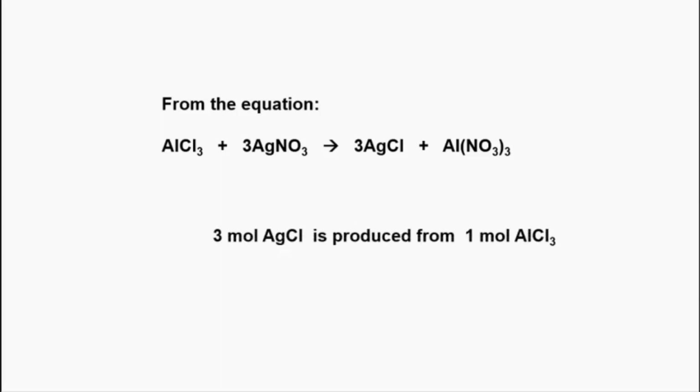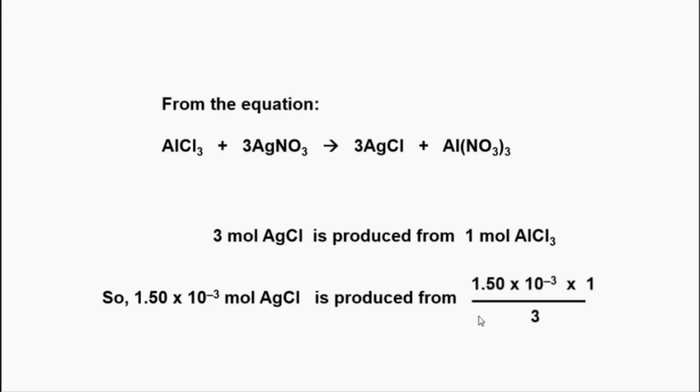From this equation, let's look at the relationship between silver chloride and aluminum chloride. From the equation, 3 moles of silver chloride, which is the product, are produced from 1 mole of aluminum chloride. Therefore, if we have 1.5 times 10 to the power of negative 3 mole of silver chloride, they are produced from how many moles of aluminum chloride? You calculate this and the answer should be 5 times 10 to the power of negative 4 mole of aluminum chloride. This is the mole of aluminum chloride reacted in this reaction.